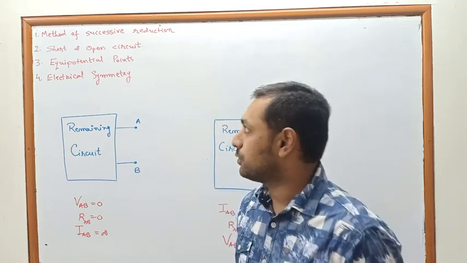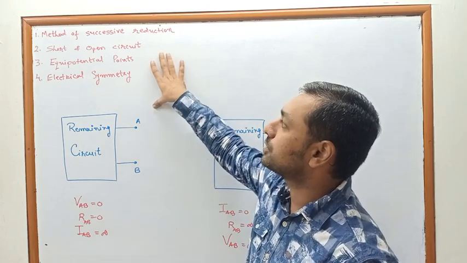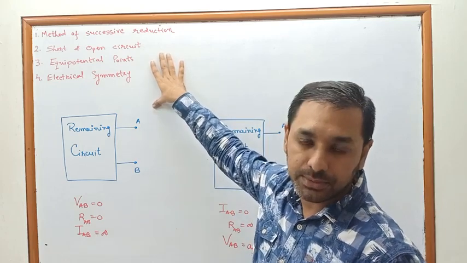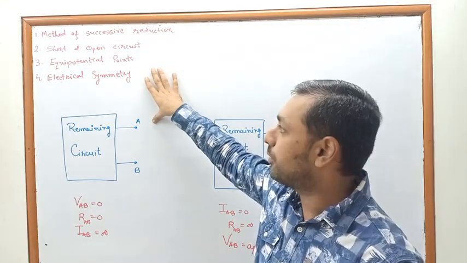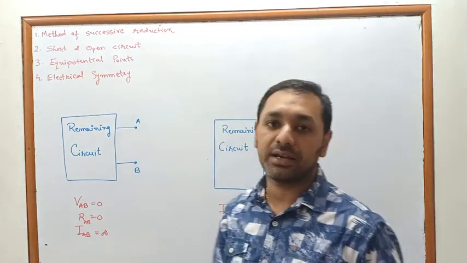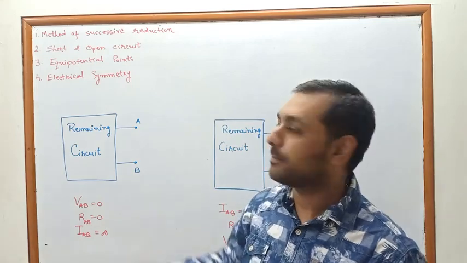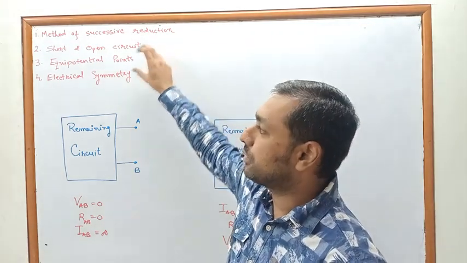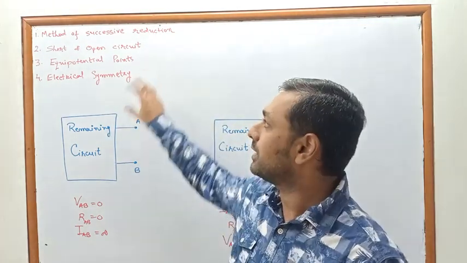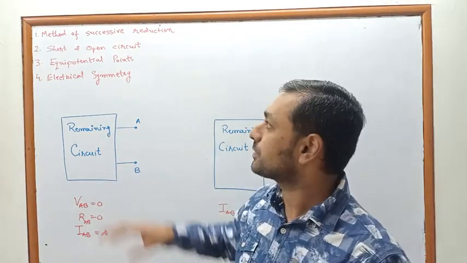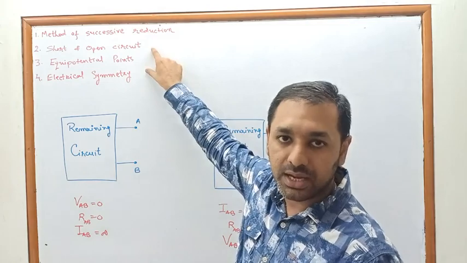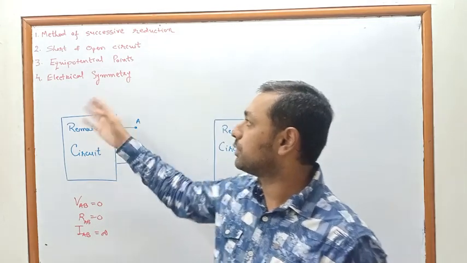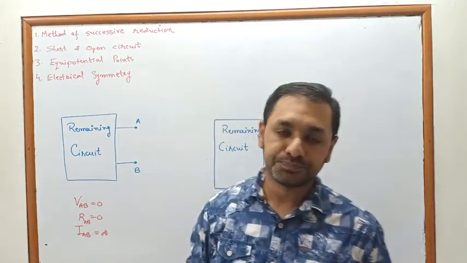After that, in today's session, we are going to discuss what is short and open circuit. After that, we will discuss some equipotential points, and then what is electrical symmetry. Today we will take only points number 2 and 3, and in the next session we will see some numericals based on these 2 and 3, and after that we will go with electrical symmetry.